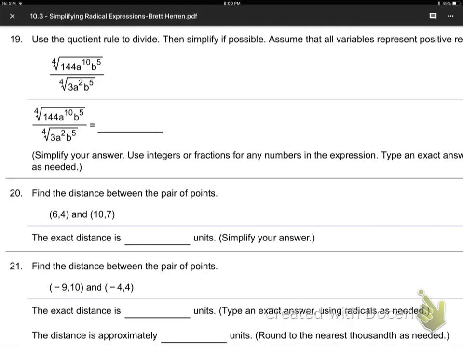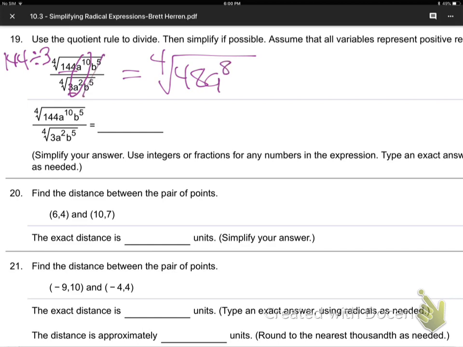Okay, so number 19 now. Again, because these are both in 4th roots, we can divide them. So just use your calculator. Take 144 divided by 3. You'll get, what's that, 48? Yeah, 48. So you'll get 4th root of 48. And now the powers subtract, right? A's 10 minus 2, a to the 8. The b's perfectly cancel and are gone.